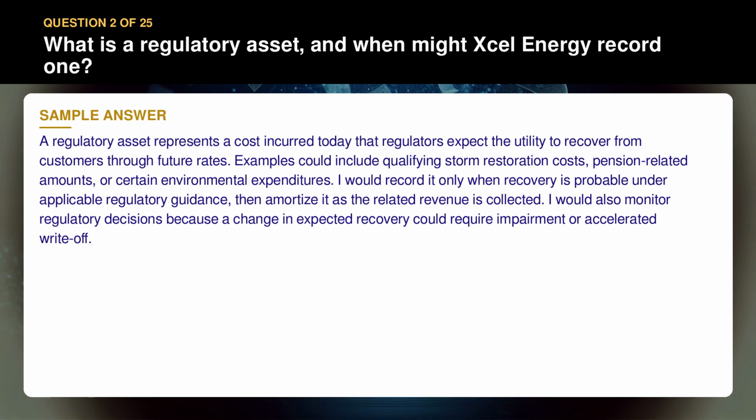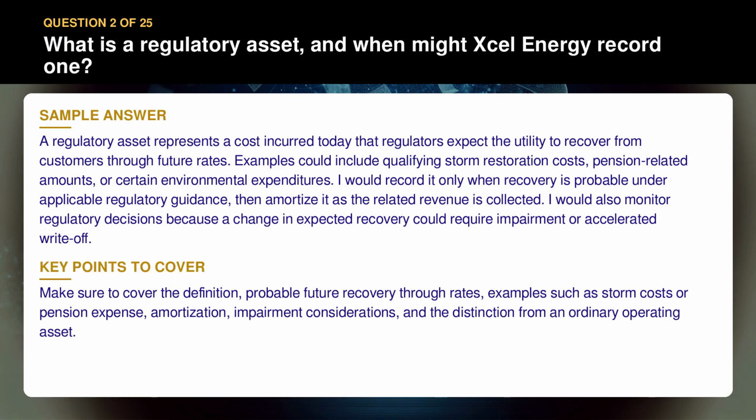I would record it only when recovery is probable under applicable regulatory guidance, then amortize it as the related revenue is collected. I would also monitor regulatory decisions because a change in expected recovery could require impairment or accelerated write-off. Make sure to cover the definition, probable future recovery through rates, examples such as storm costs or pension expense, amortization, impairment considerations, and the distinction from an ordinary operating asset.